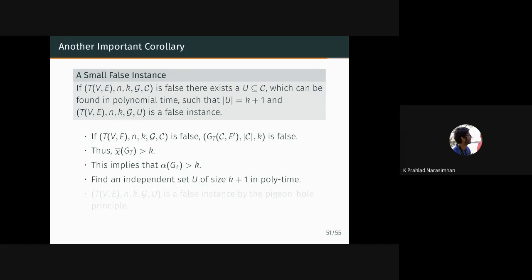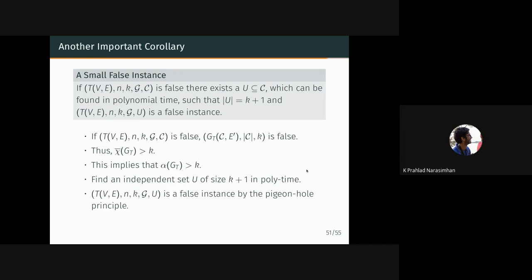Why can I do it? I'm also claiming that I can do it in polytime. Why can I do it in polytime? Because if you remember, a long time ago we said that there exists a result that in chordal graphs, the maximum size independent set can be found in polytime. Once I find the maximum size independent set, just take K plus 1 vertices of that, and you will get that K plus 1 is also an independent set.